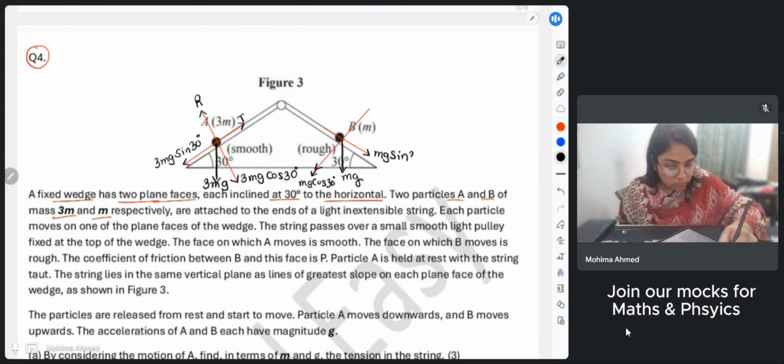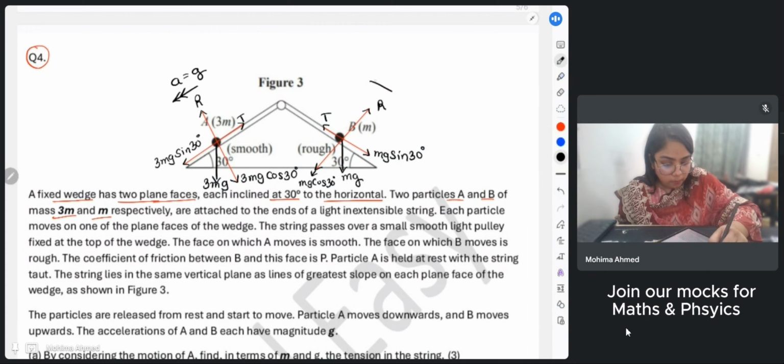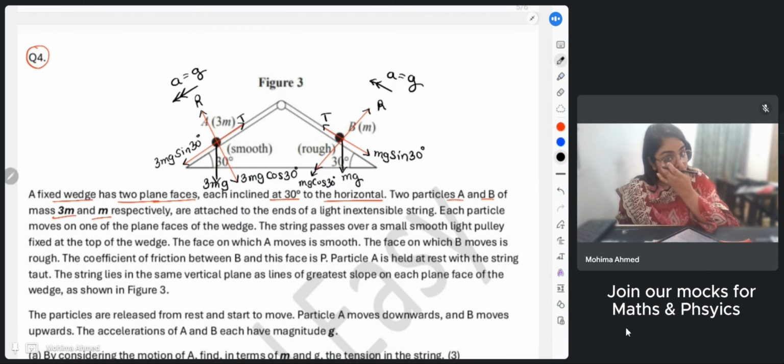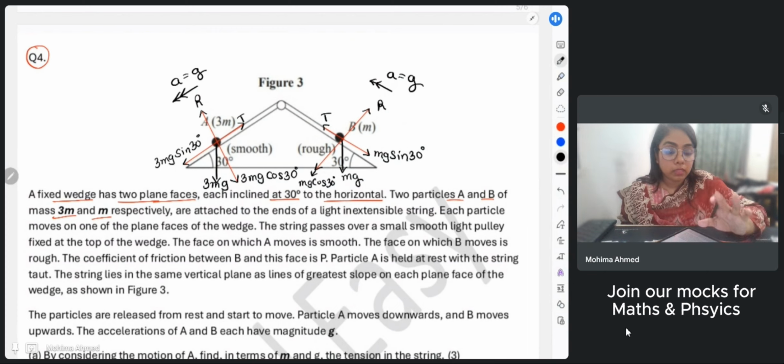On the upward plane, we have reaction force. Over here, we have tension. In this case, the object was moving down the plane, acceleration was g. And over here, the object was moving up the plane, acceleration was g again. As it was moving up the plane, friction should be against the motion, right?